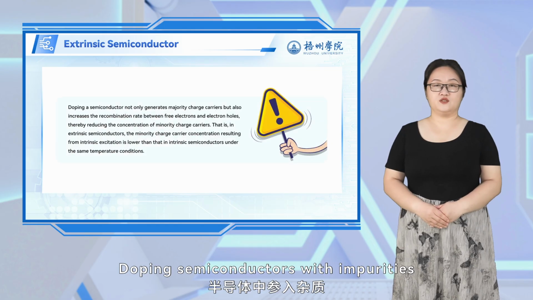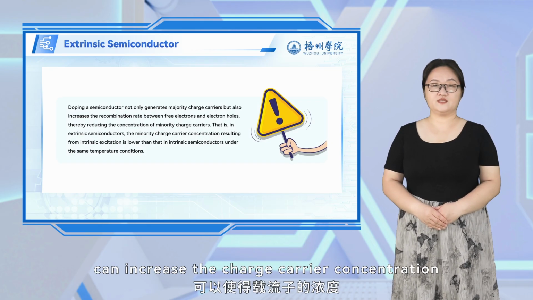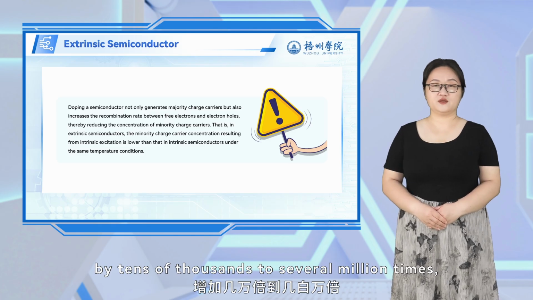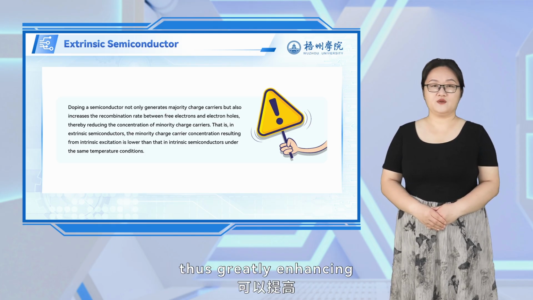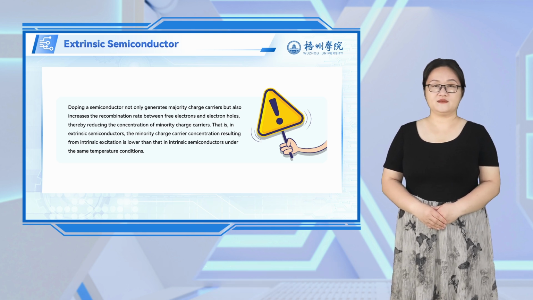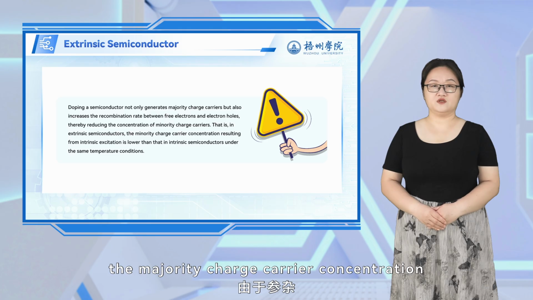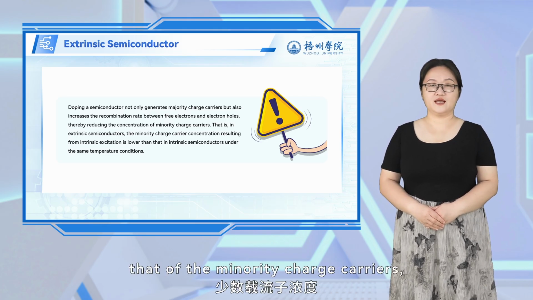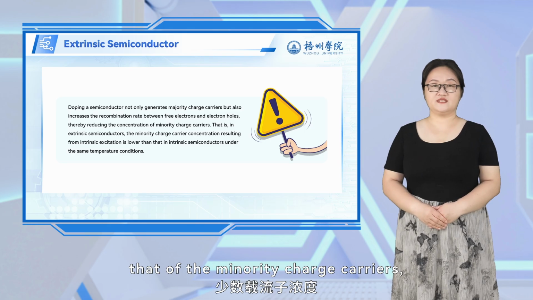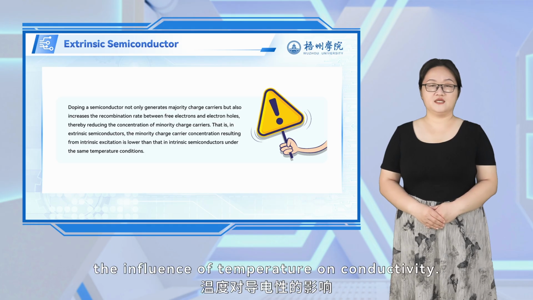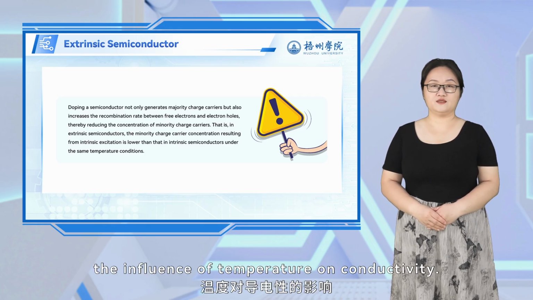Doping semiconductors with impurities can increase the charge carrier concentration by tens of thousands to several million times, thus greatly enhancing the charge carrying capacity of the semiconductor. Due to doping, the majority charge carrier concentration in a semiconductor far exceeds that of the minority charge carriers, significantly improving its conductivity and reducing the influence of temperature on conductivity.